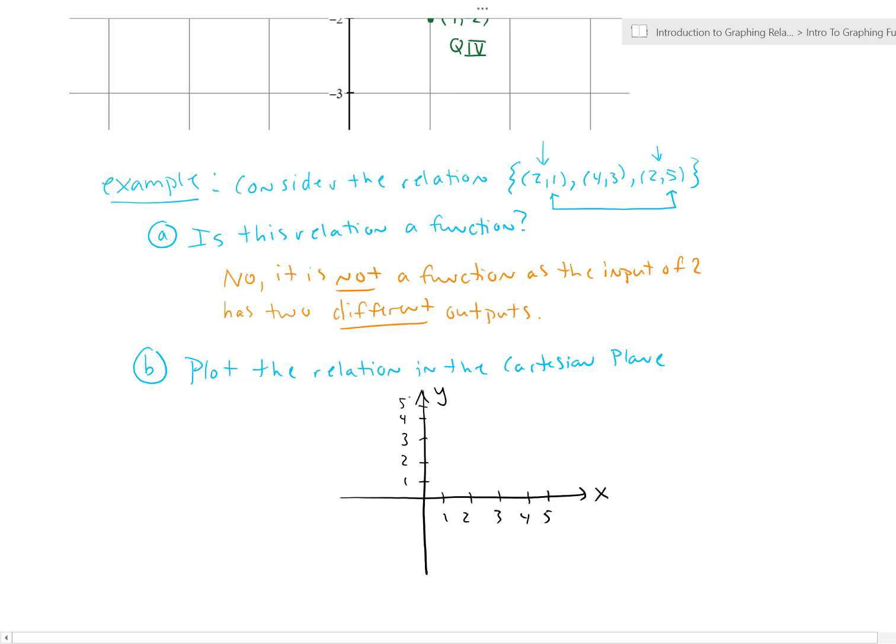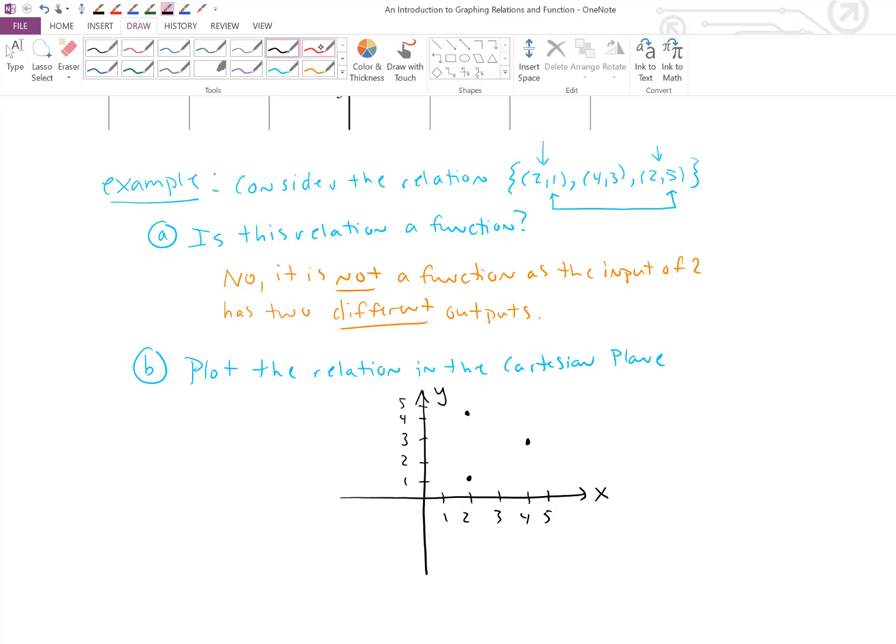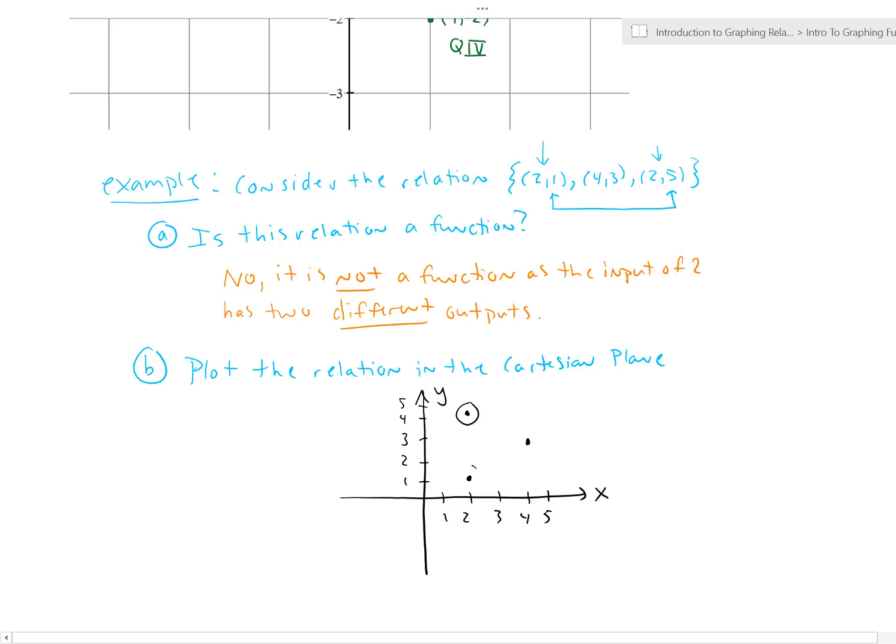Okay, so let's plot them. 2 comma 1, it's about right there. And then 4 comma 3, just eyeballing it, it's about right there. And finally 2 comma 5 is right there. So that's the whole collection of ordered pairs here. We already know it's not a function. And the reason it's not a function, remember, was because the input of 2 had 2 different outputs being 1 and 5. So those points are depicted right there in this graph.